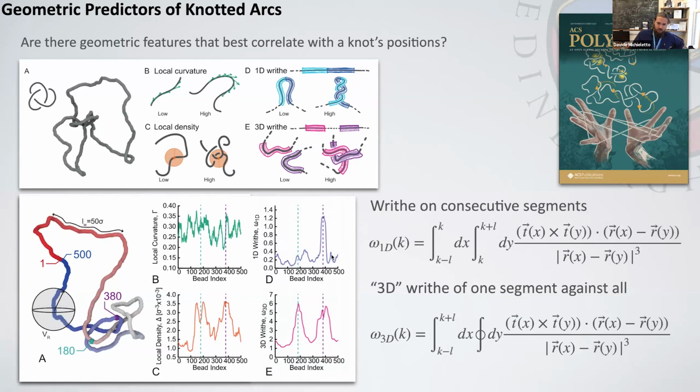In the 1D writhe, I see a massive single peak here in this region, probably because of this twist. And in the 3D writhe, I see two peaks here, which also correspond to these two beads, which represent the end of the knot. And so we started to see, okay, these are patterns. By eye, a human can start to interpret these patterns.